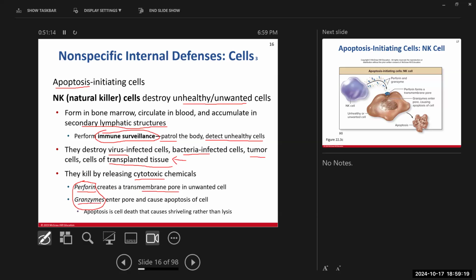And these are chemicals that are essentially going to liquidate the inside of the cell. So they're going to pour in these granzymes, and it's going to cause that cell to die. Pretty much, it's going to just cause it to shrivel right up. I'll show you a picture. I'll come right back to this.